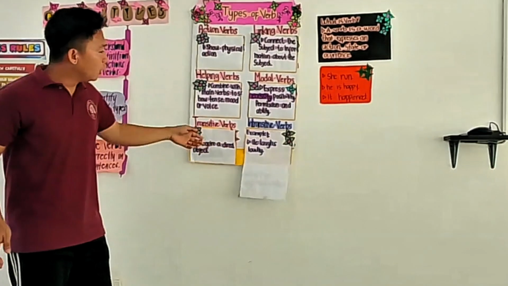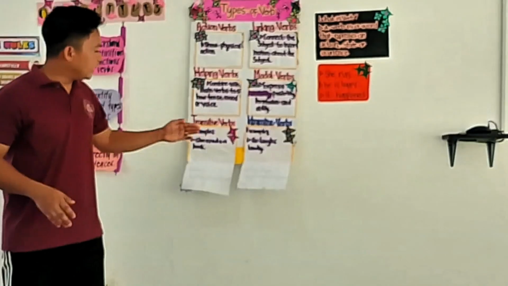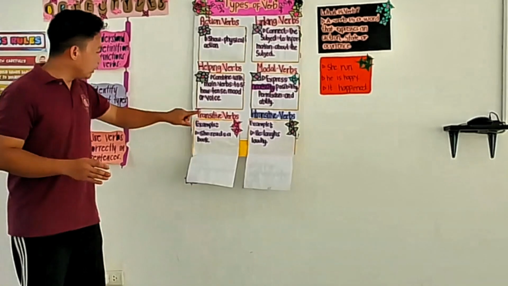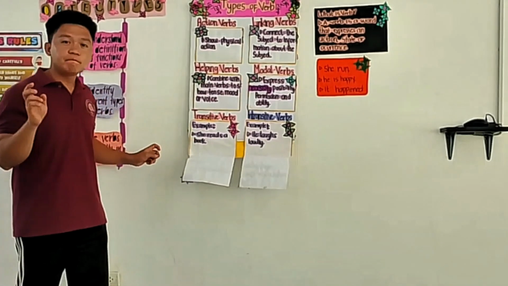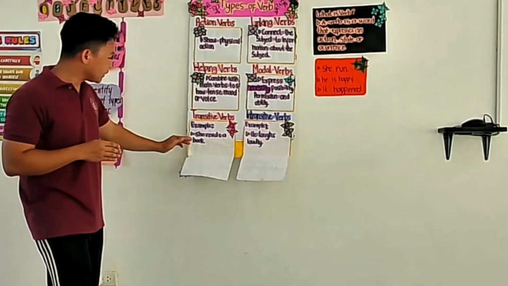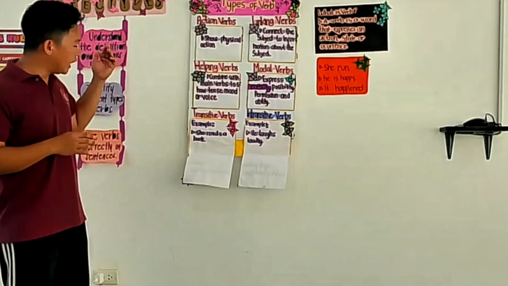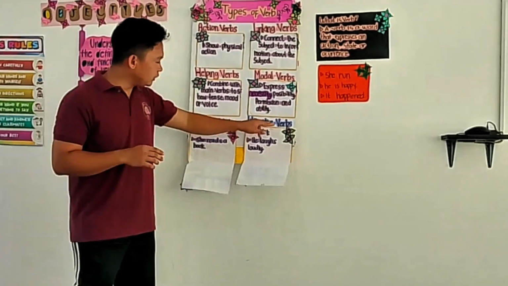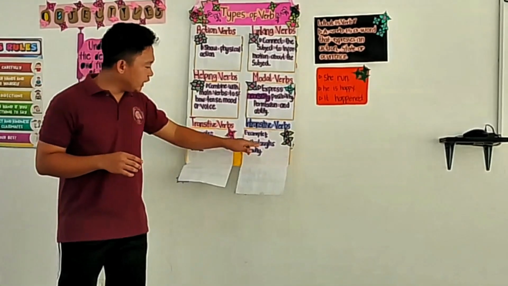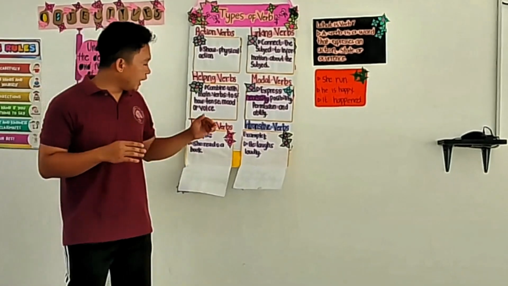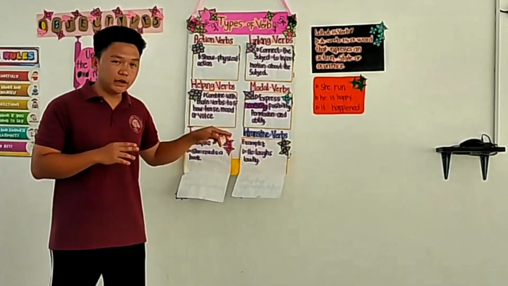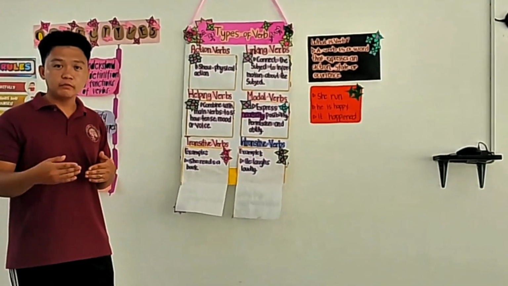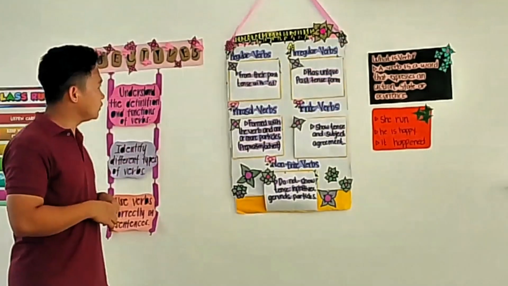So the example of a transitive verb is "She read a book." The example of an intransitive verb is "He laughed loudly." As you can see, they have a difference. The transitive verb points to an object, and the subject is she, and the transitive verb is read. The intransitive verb is laughed, and the subject is he. So thank you so much. Do you understand? Okay. Let's continue.